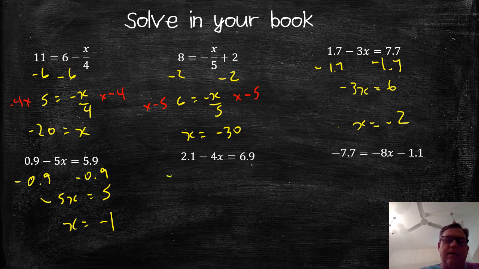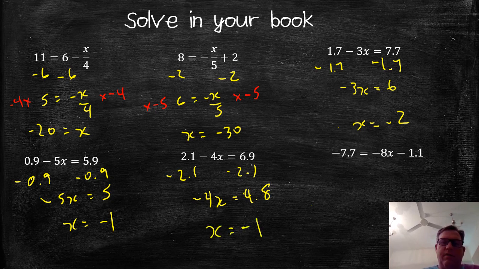Next one, we're going to take away 2.1 from both sides. So minus 4x is going to equal 4.8, and I divide both sides by minus 4, I should end up with minus 1.2. Remember, 48 divided by 4 is 12, so 4.8 divided by 4 would be 1.2.